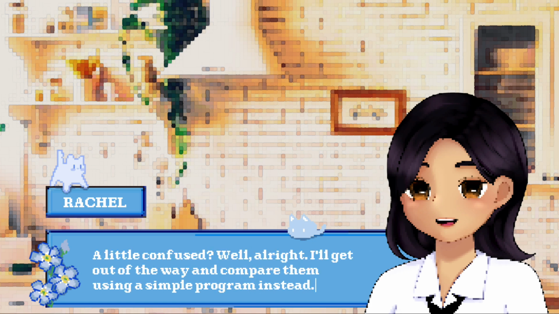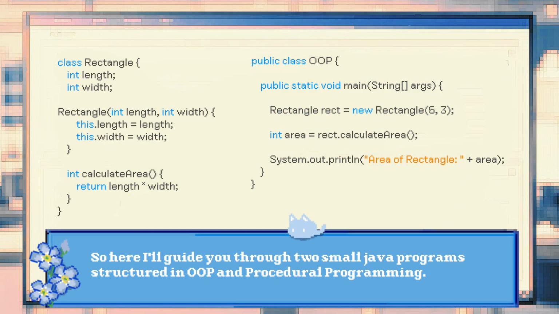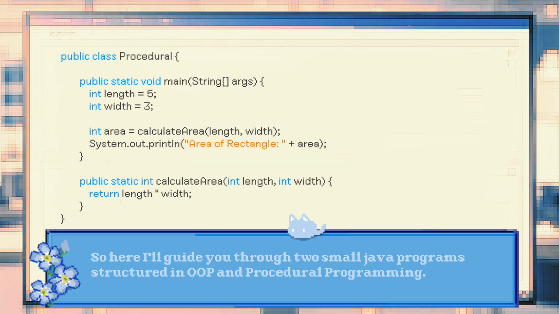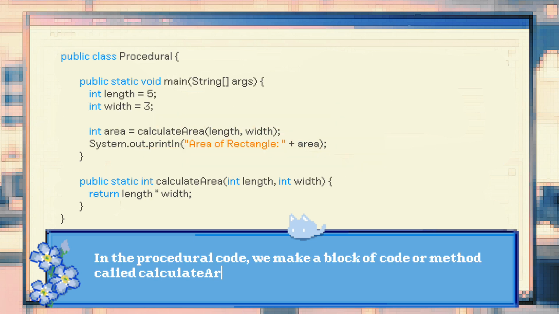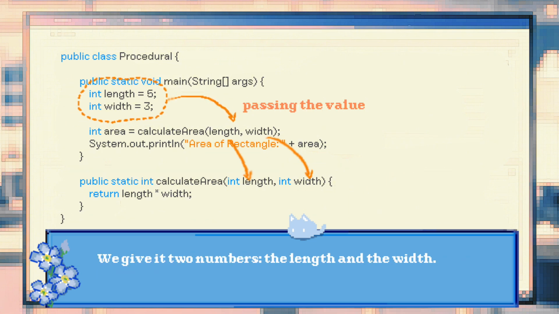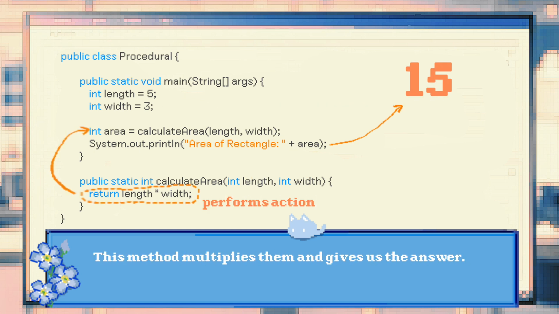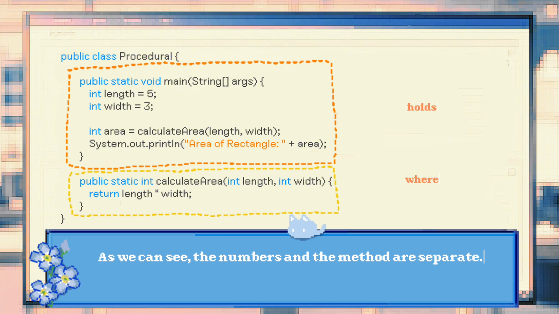A little confused? Well, alright. I'll get out of the way and compare them using a simple program instead. So here I guide you through two small Java programs structured in OOP and procedural programming. In the procedural code, we made a block of code or method called calculateArea. We give it two numbers, the length and the width. This method multiplies them and gives us the answer. As you can see, the numbers and the method are separate.